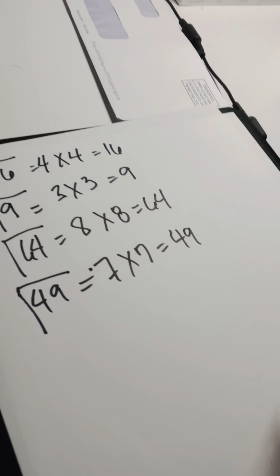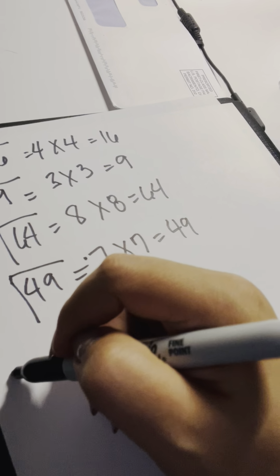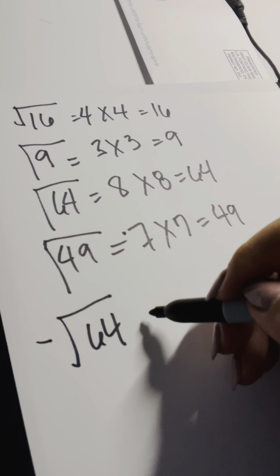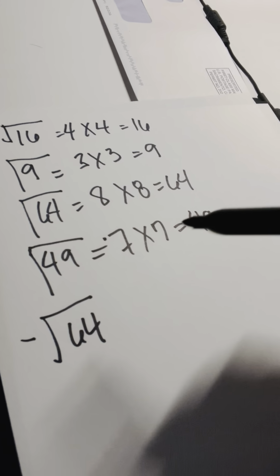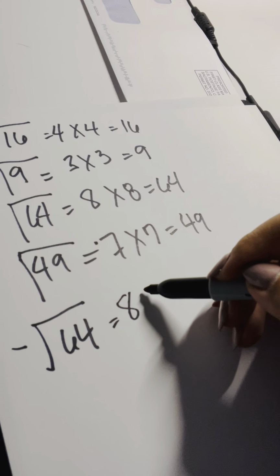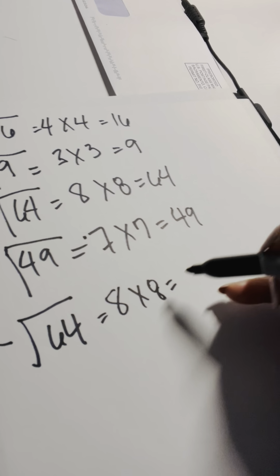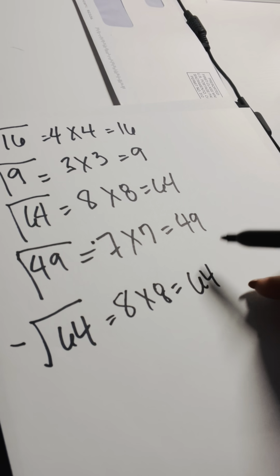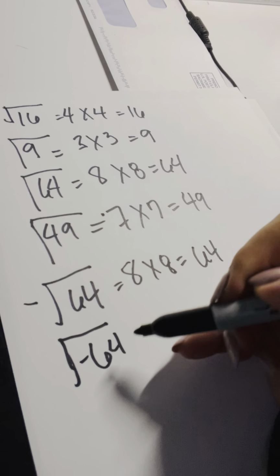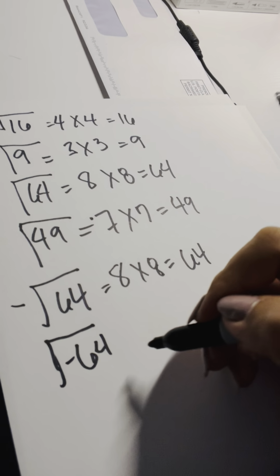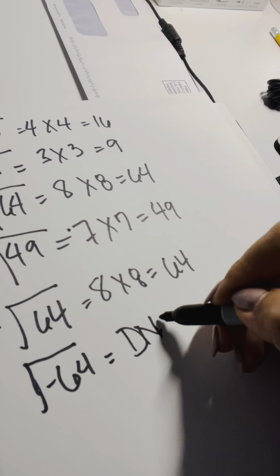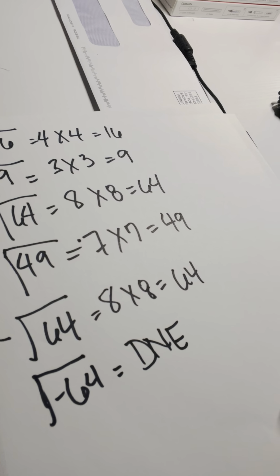So what if there's a negative square root of 64? It would still have the same answer, which is an 8. 8 times 8 is still equal to 64. But if the square root and the minus is inside, then that cannot be, and that is not a valid formula, so it would say it does not exist.